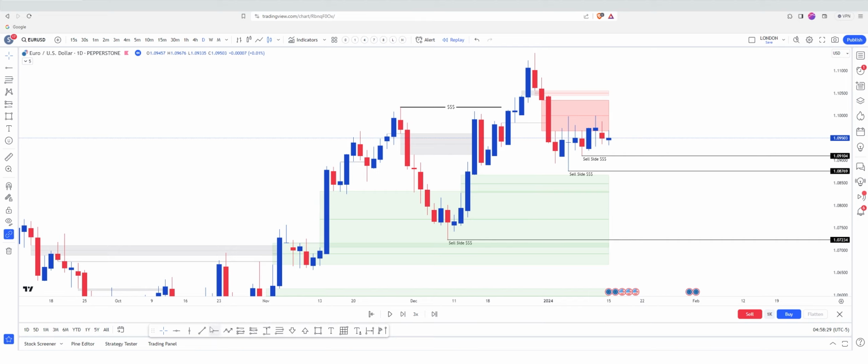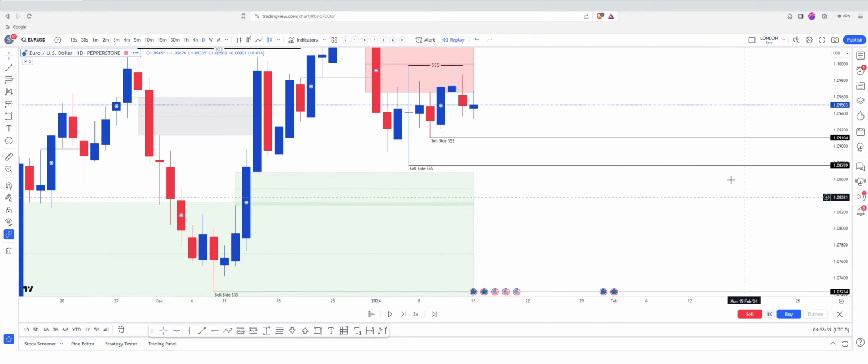What I am noting as well is that we have created relative equal highs inside this bearish fair value gap. This was a sweep of the high.